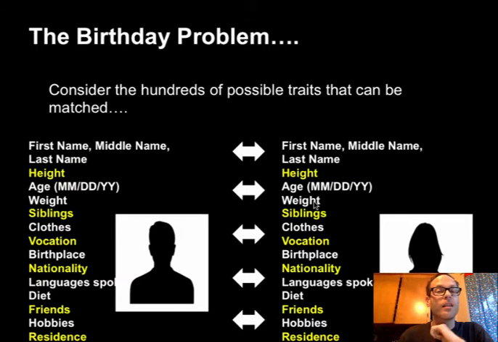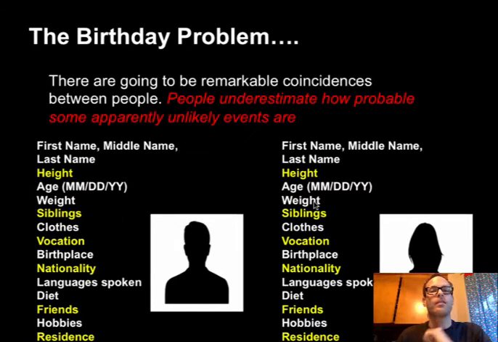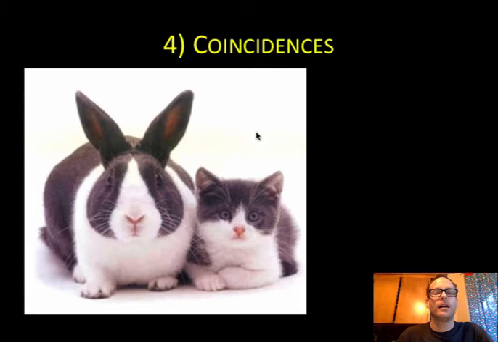And you're not going to necessarily be really good at determining when these things are going to be probable. So to boil the birthday problem down for purposes of the exam, you need to know that the birthday problem shows us that people underestimate how probable some apparently unlikely events are. So that leads very naturally into a discussion of coincidences.